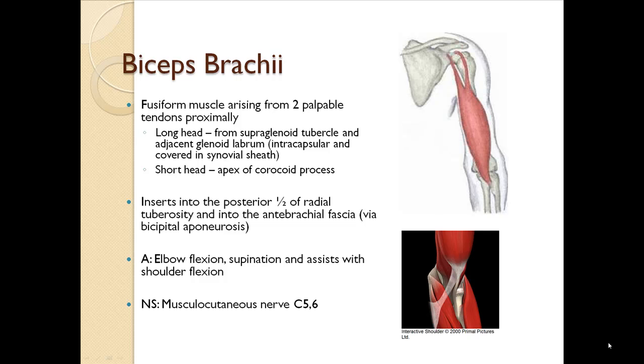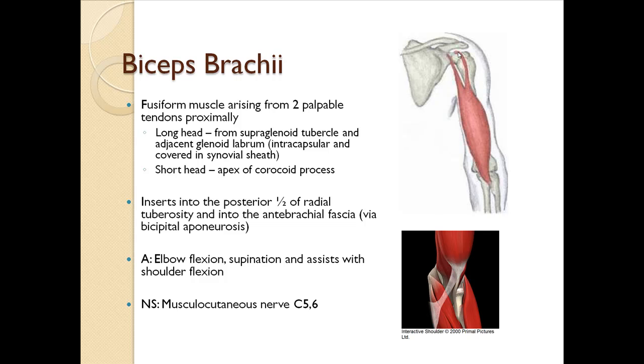Starting off with biceps brachii. Biceps brachii is a superficial muscle. It's a fairly long fusiform muscle that proximally attaches via two tendons. The short head comes from the tip or the apex of the coracoid process. The long head has a rather tortuous route in which it passes up through the intertubercular sulcus, over the head of the humerus into a point known as the supraglenoid tubercle and the adjacent labrum.